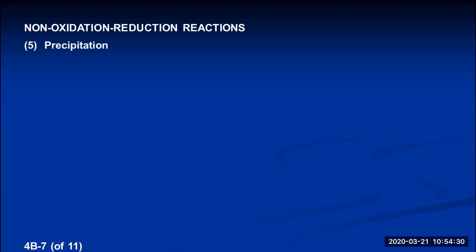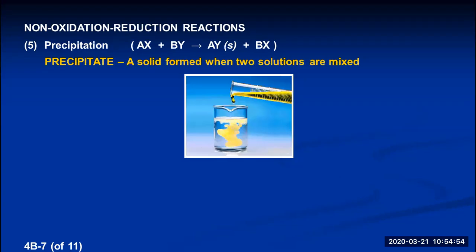And the first type of non-oxidation reduction reaction we're going to deal with are precipitation reactions. The general form is going to be 2 ionic compounds reacting with each other, AX plus BY, and you just switch their partners. And if you switch the partners and you happen to form a solid, then that would be called a precipitate, and this would be a precipitation reaction. So a precipitate is defined as a solid that's formed when 2 solutions are mixed.